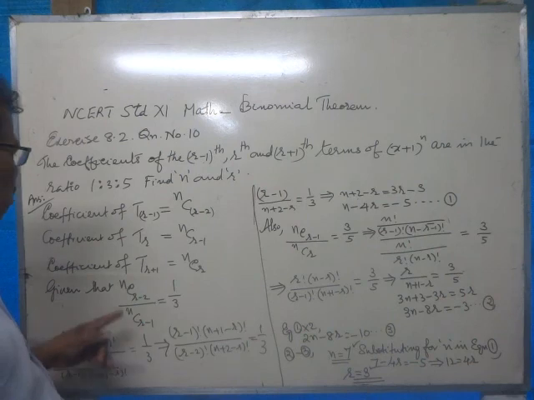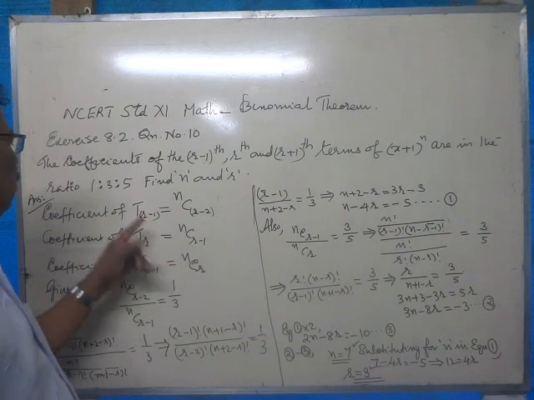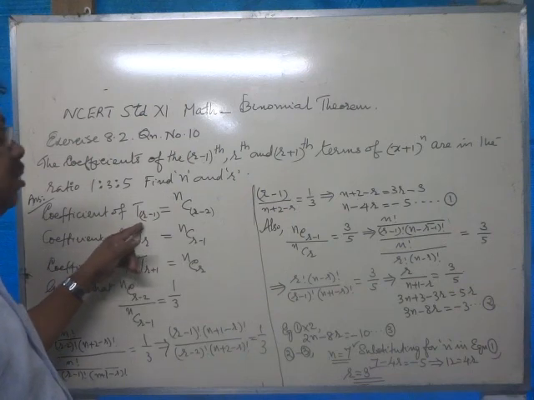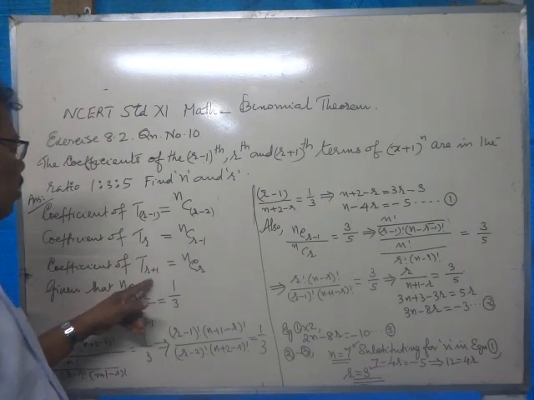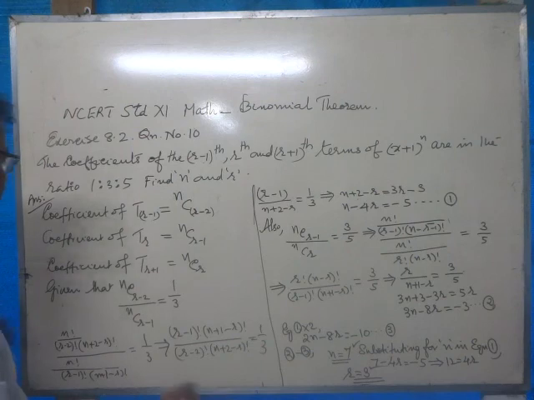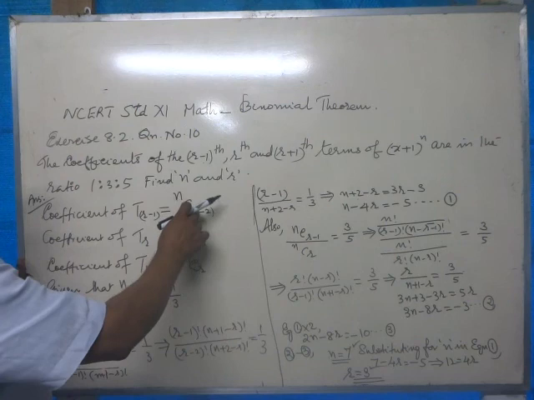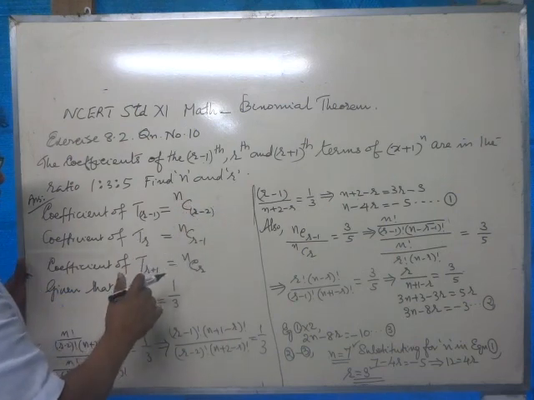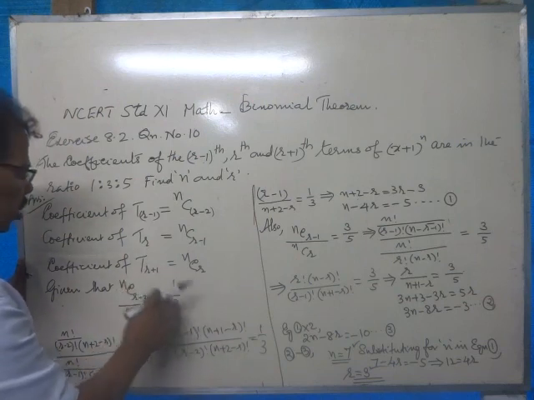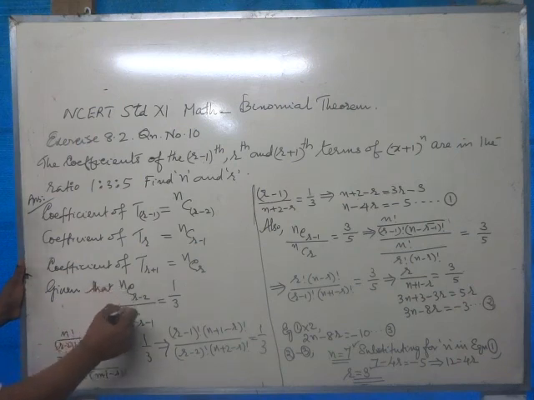Therefore, the coefficient of the first term T(r−1) is nC(r−2), the second, Tr, is nC(r−1), and the third, T(r+1), is nCr. It is given in the question that the ratio of nC(r−2) and nC(r−1) is 1:3. Therefore, nC(r−2) divided by nC(r−1) is equal to 1/3.